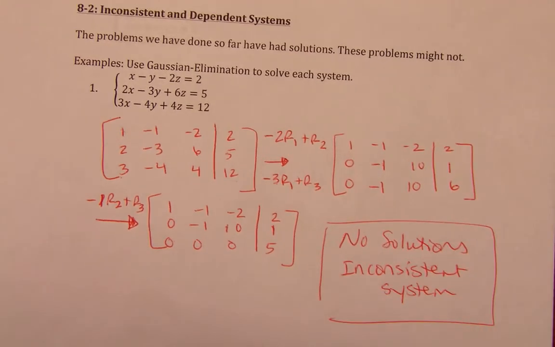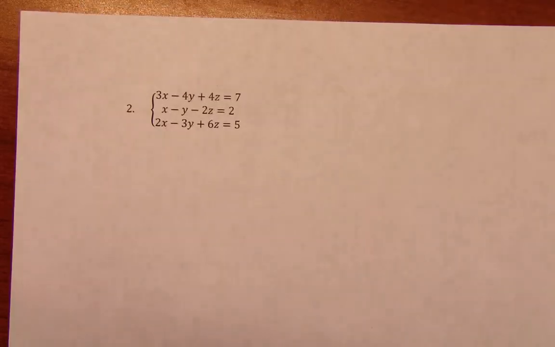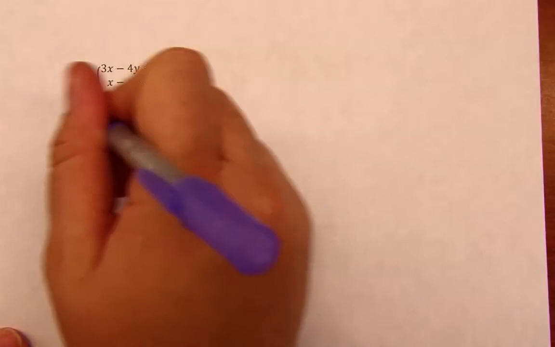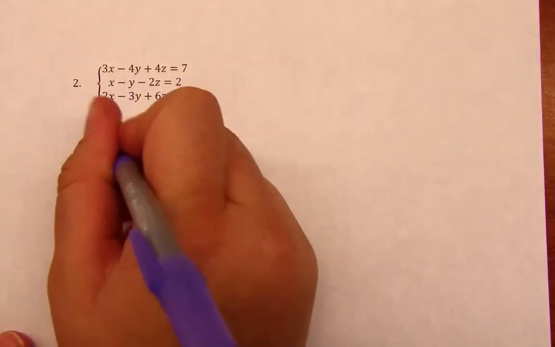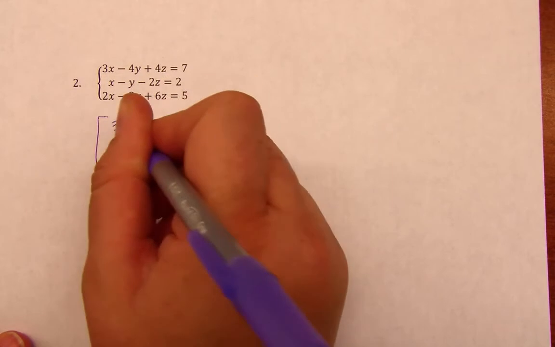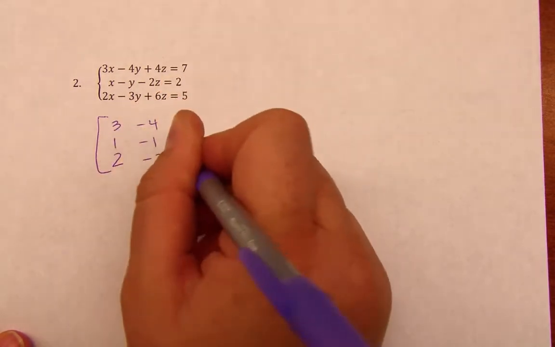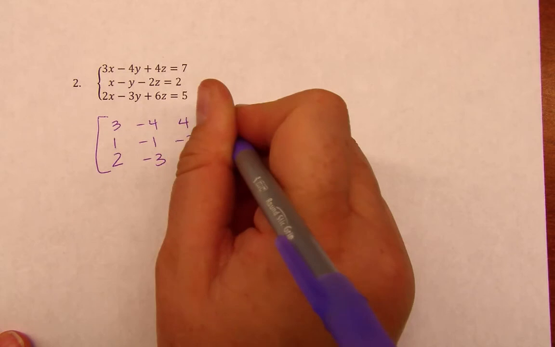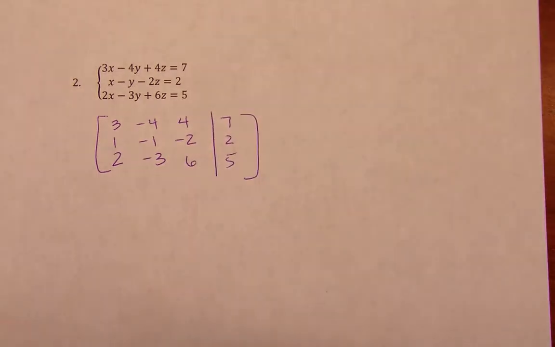Okay. So let's go ahead and move on to the next example, and you can probably guess what type of example we're going to see here. But let's just continue working through it like we aren't sure what's going to happen. So we have 3, 1, 2, -4, -1, -3, 4, -2, 6, and 7, 2, 5. And there's our matrix. So let's go ahead and start solving it.